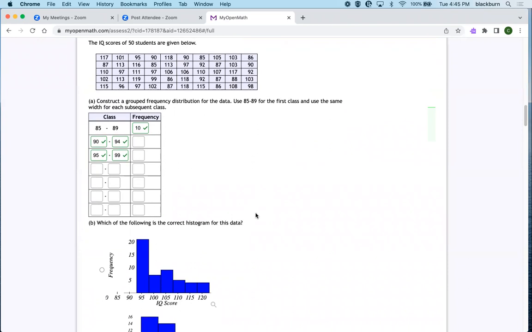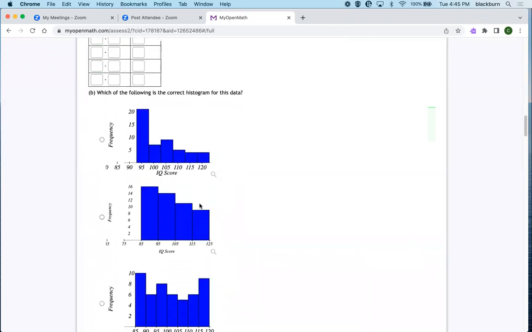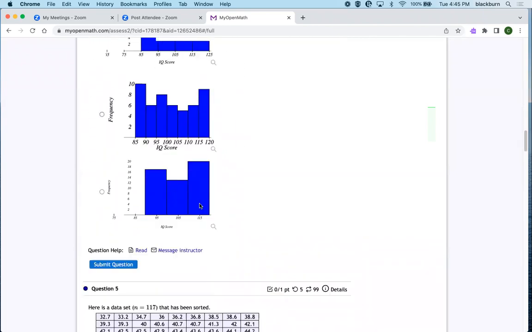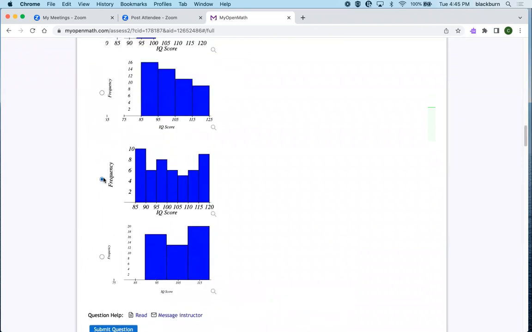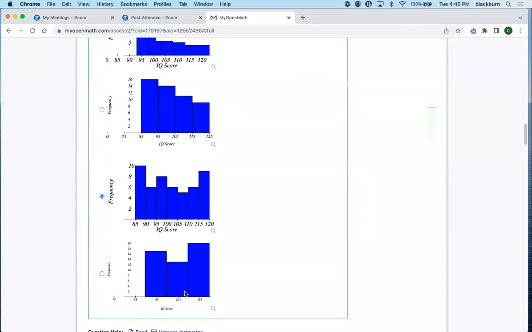And then you just look down here at which is the correct histogram and pick the right one. There should be 7 bars because we have 7 classes. So anything with less than 7 bars is going to get disqualified. So it's basically got to be the third, this one down here, doesn't it? Because that's the only one with 7 bars. Did we get it? Yeah.